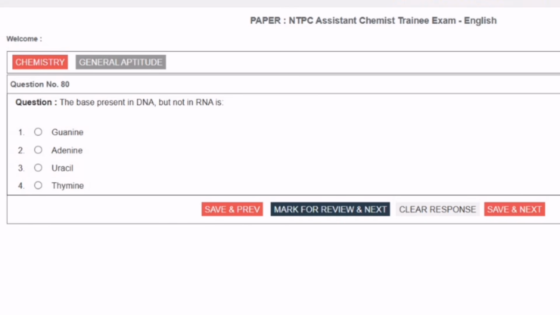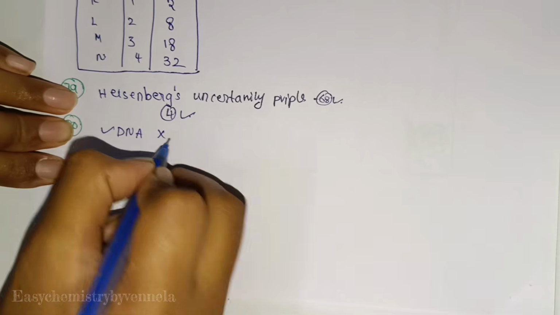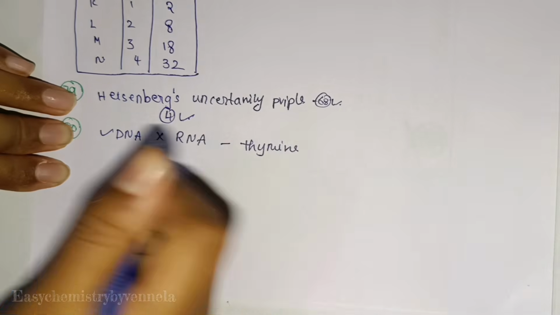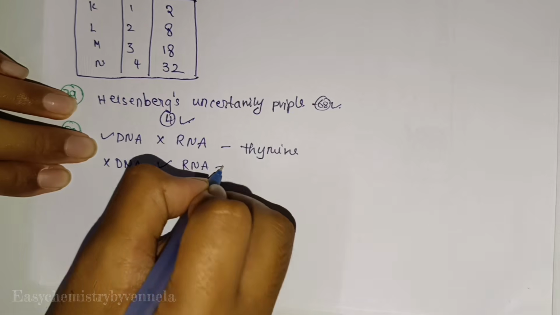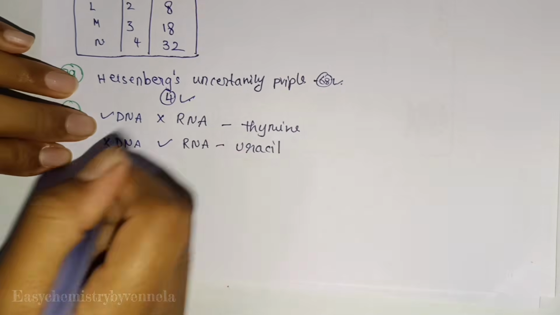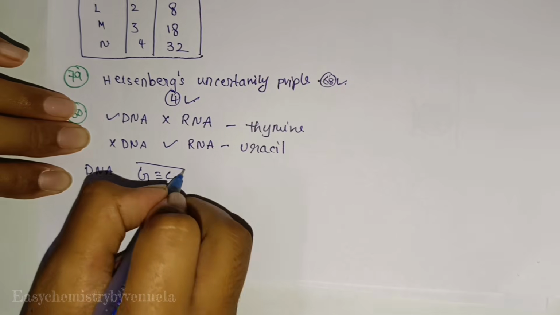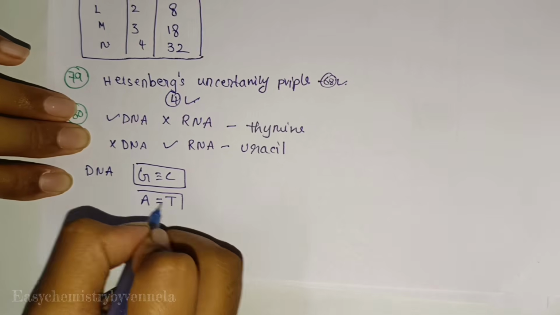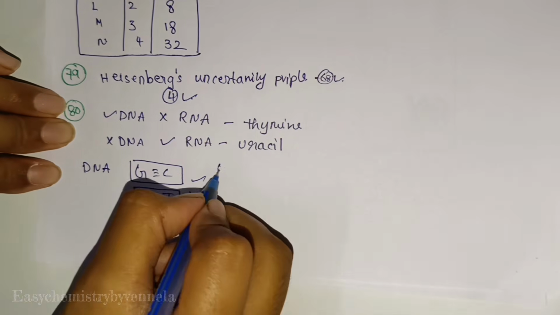Next question. The base present in DNA but not in RNA. Which one? Present in DNA, absent in RNA. That is thymine. If they ask not in DNA but present in RNA, what is that? Uracil. In DNA, guanine forms a triple bond with cytosine and adenine forms a double bond with thymine. Remember this one. So in this question, the correct option is the fourth one.